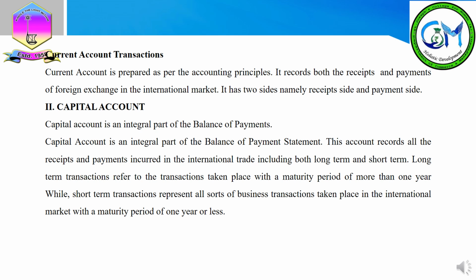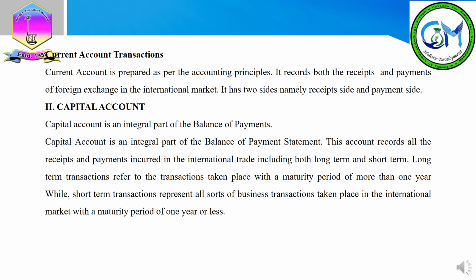And current account transactions. The current account is prepared as per accounting principles. It records both the receipts and payments of foreign exchange in the international market. Already I told you, it has two sides, the receipt side and the payment side.